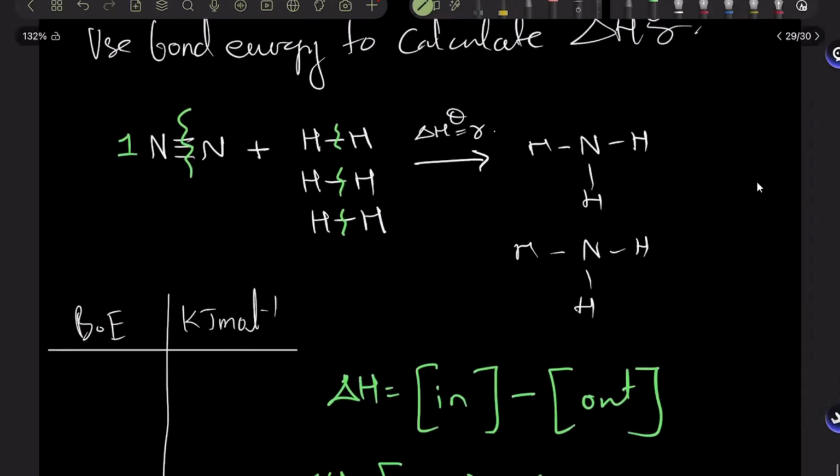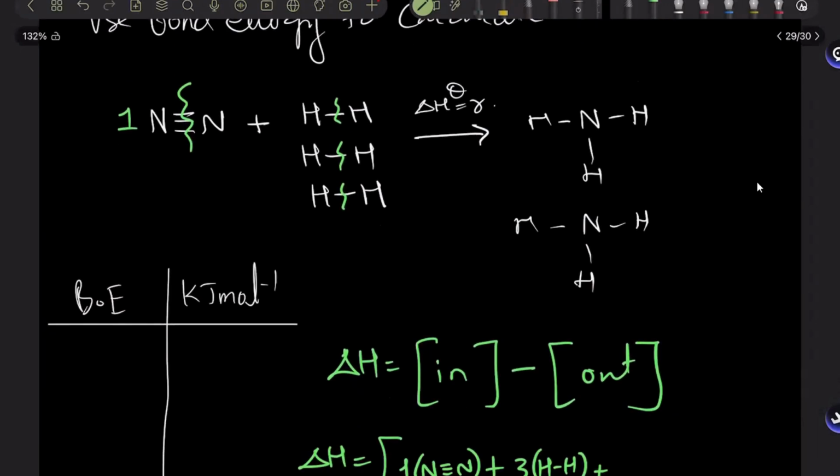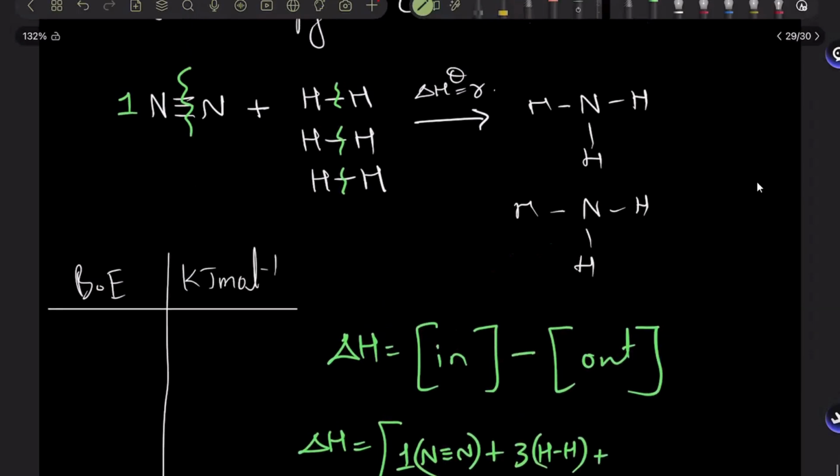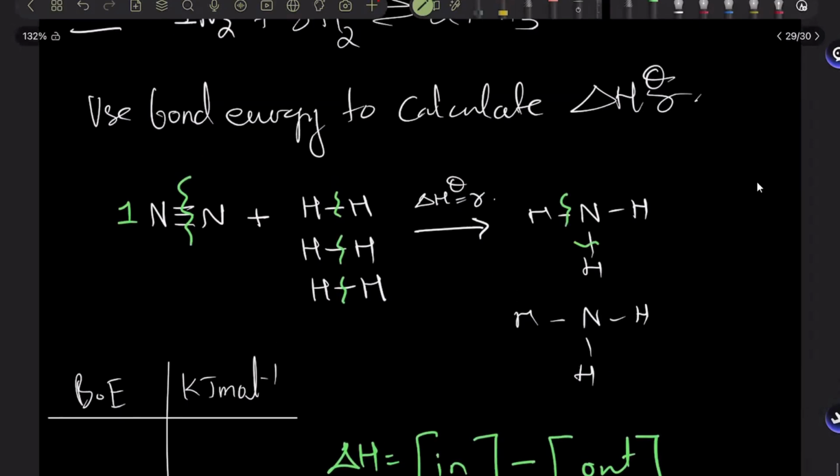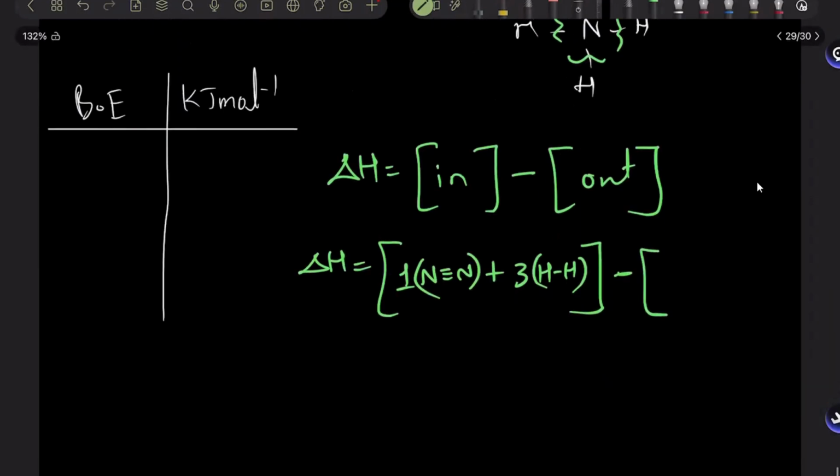Plus, do I have to break anything else? The nitrogen hydrogen bonds? That's on the product side. That's not energy in, that's energy out. The reactants are done. Now on the product side, I have these bonds. So nitrogen, hydrogen, how many times? 6 nitrogen, hydrogen bonds. So 6 times the nitrogen, hydrogen bond. So now I know which bond energies I'm going to take from the data booklet.